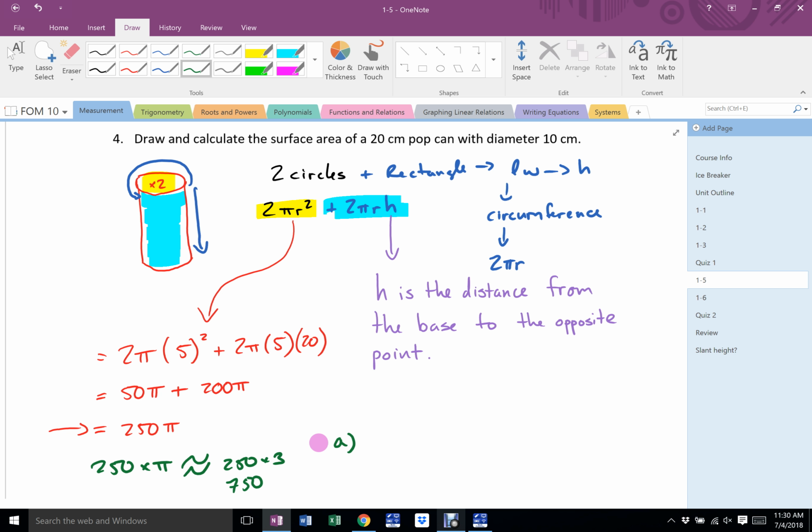And just out of curiosity, if you actually push 250 pi, what do you get? 250 pi from your calculator gets you 785.4, which is pretty darn close to 750. Everybody good? Why am I making a big deal out of this? Because it helps with that estimating thing, right? It helps you to know if you've made a silly answer if you can estimate first.